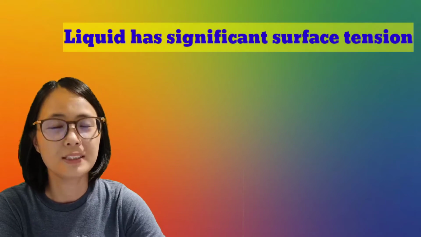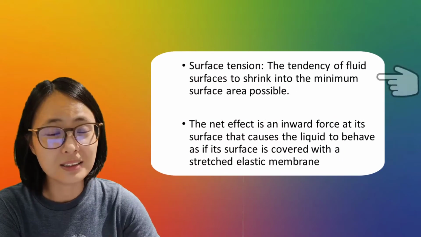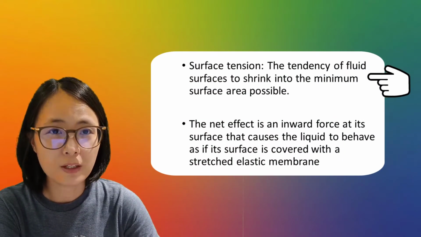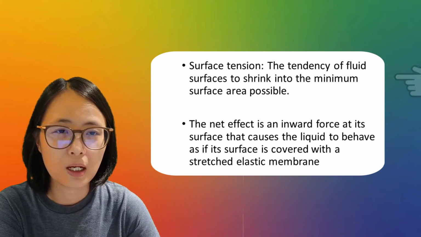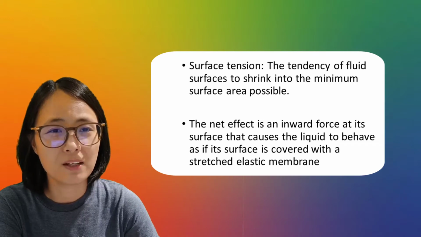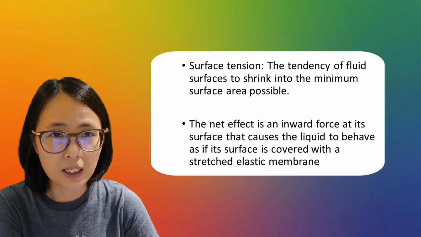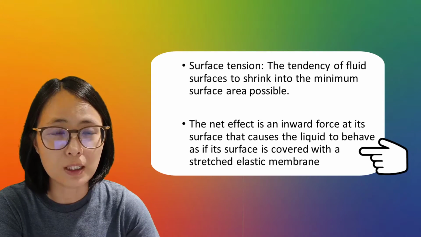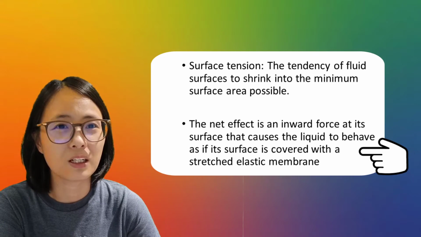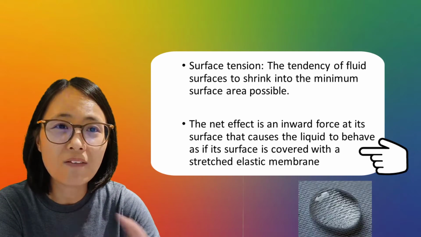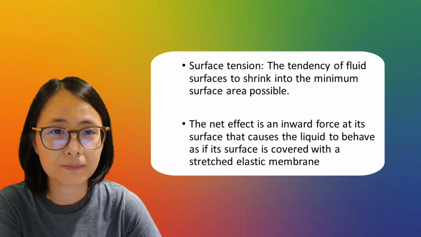The second property of liquid is that liquid has significant surface tension. So what is surface tension? Surface tension basically is the tendency of the liquid surface to shrink to as minimum a surface area as possible. How can the liquid have significant surface tension? It is because there is a net inward force acting at the surface of the liquid, which causes the surface of the liquid to behave as if it is covered by a stretched membrane.